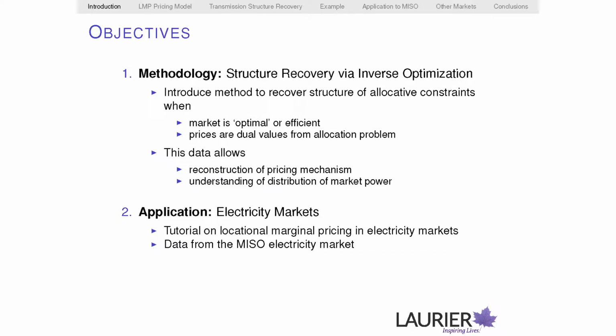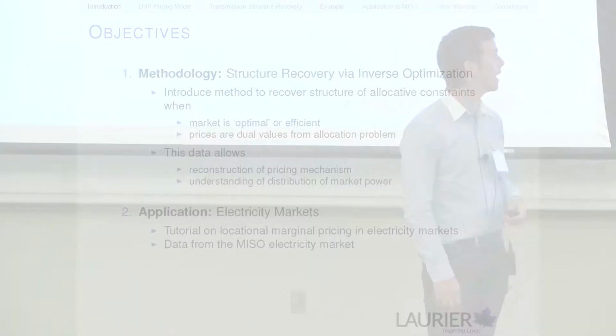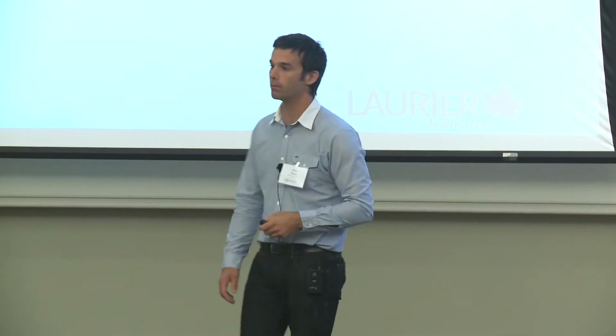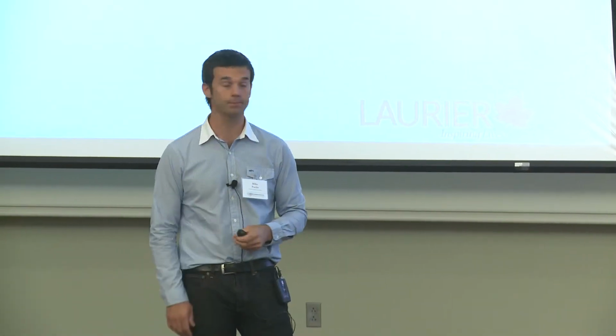The second part is to look at a particular market design in electricity markets, which is something of a prerequisite to understanding the first part. I'll present everything in the context of this electricity pricing mechanism, which is locational marginal pricing. And we'll look at actual applications in the MISO electricity market.